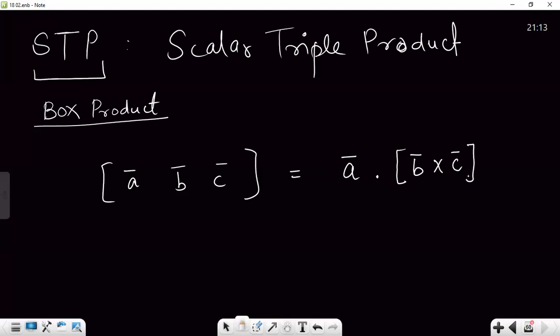So how can we write it? Let's say we are following the same procedure: A1 i cap plus A2 j cap plus A3 k cap, and similarly B and C for everyone. Okay. So let me write them.